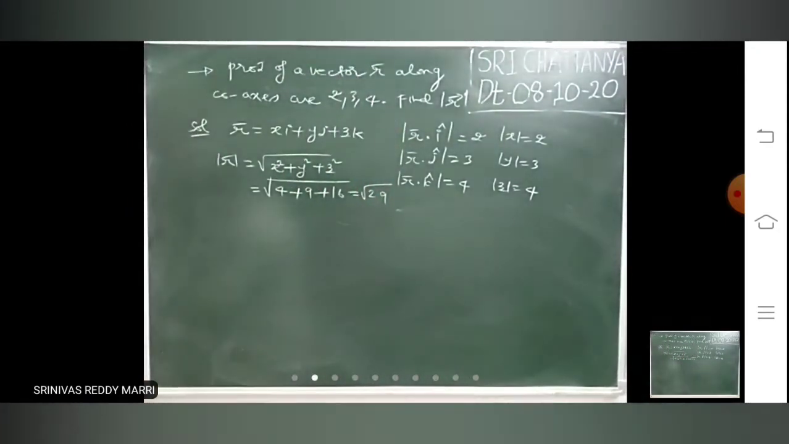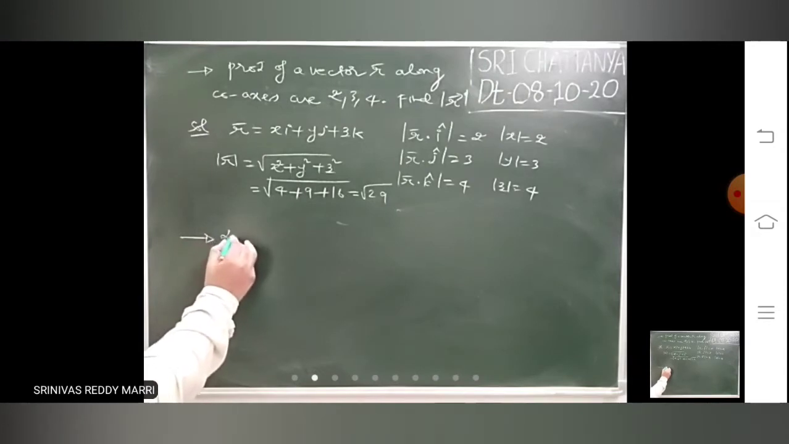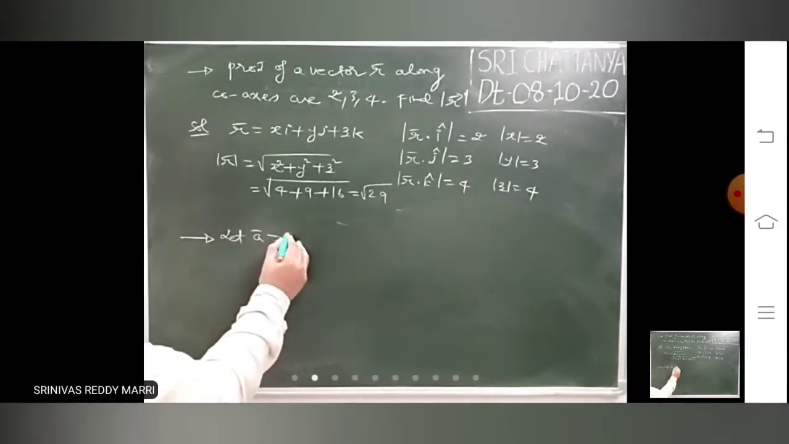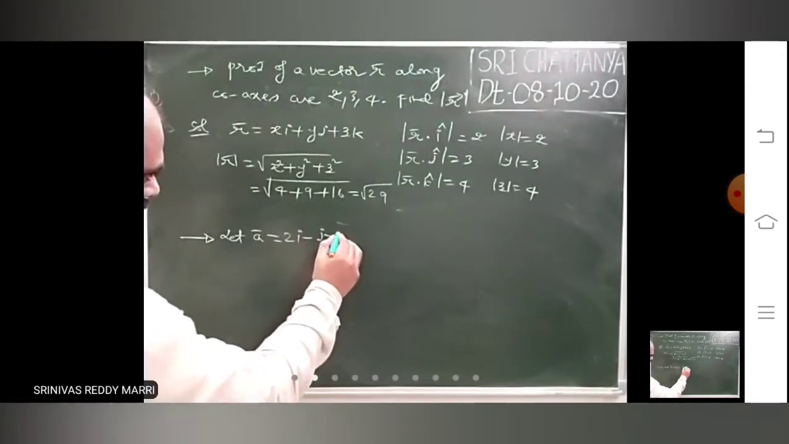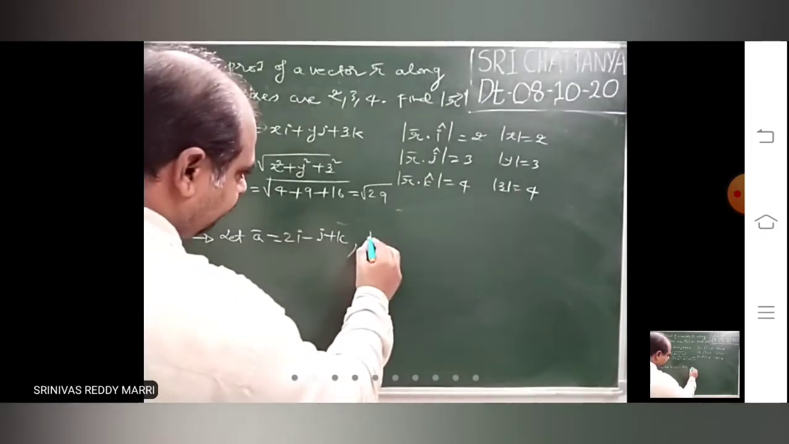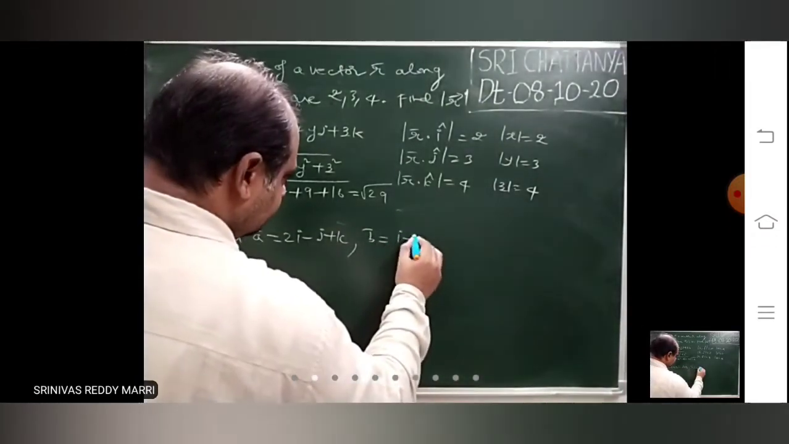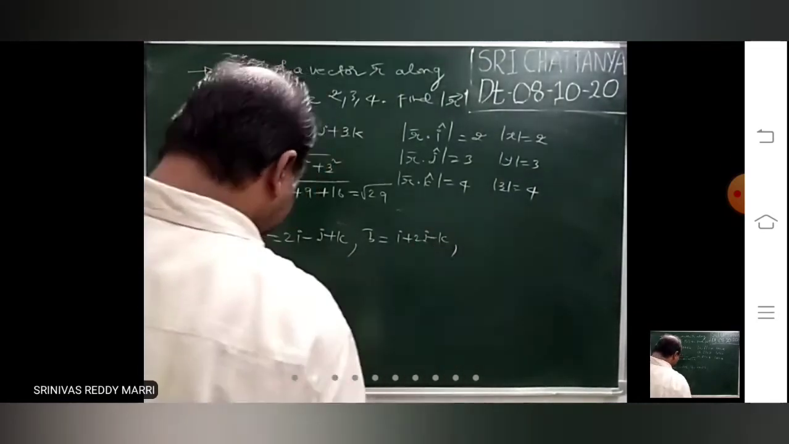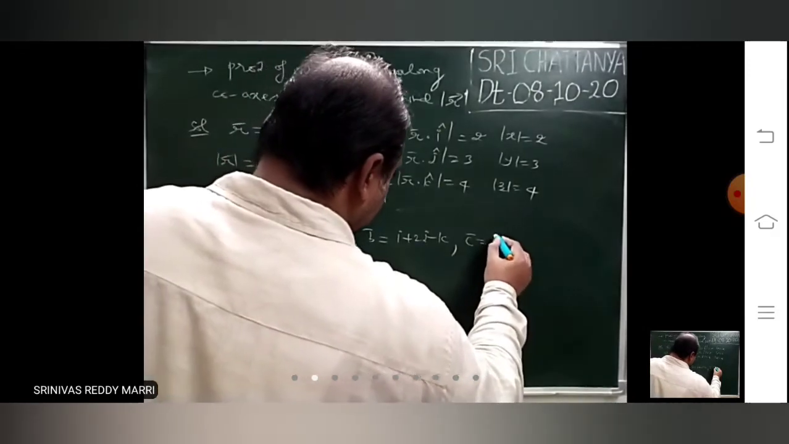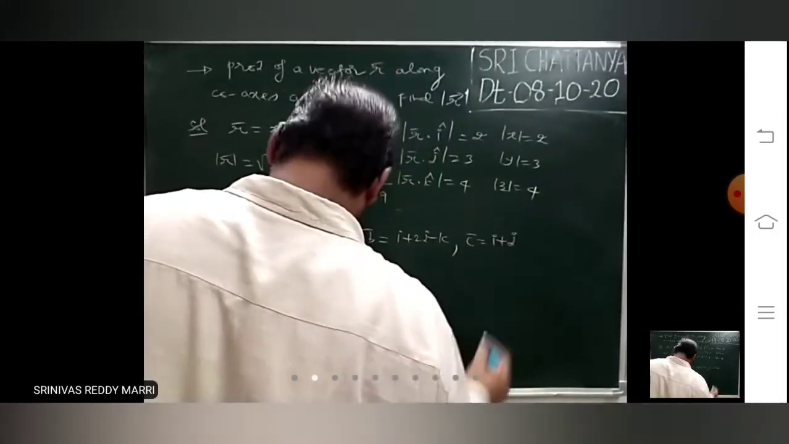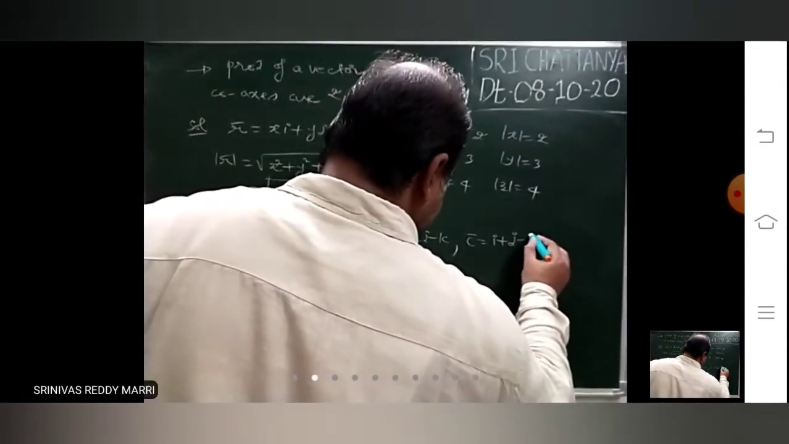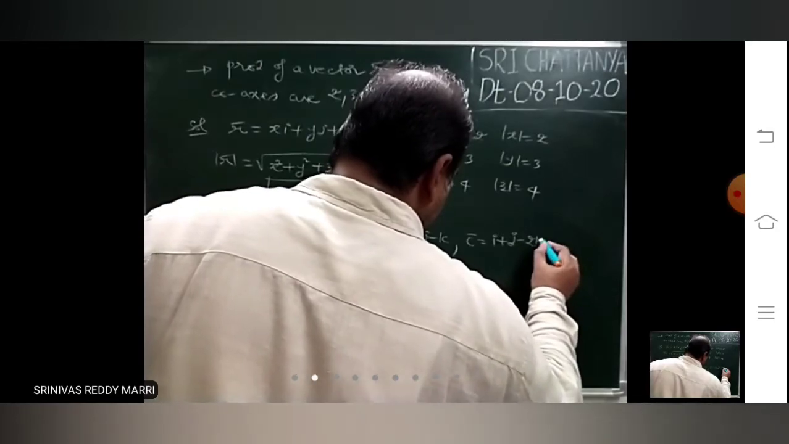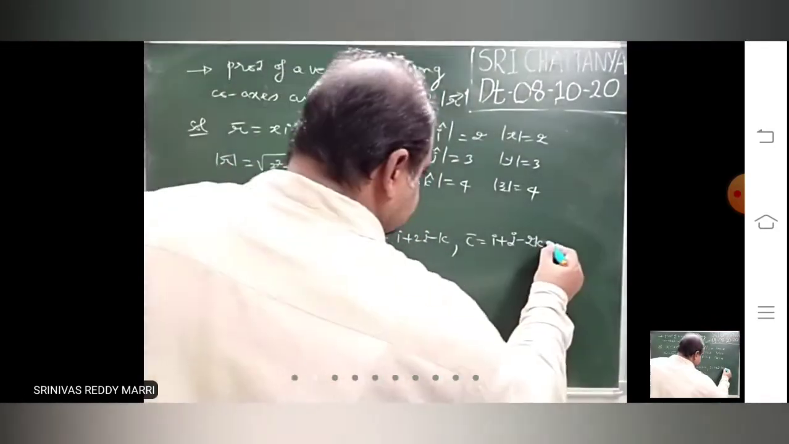So next take another problem. Let a bar equals, take one very important problem. b bar equals i plus 2j minus k, and c bar equals i plus j minus 2k. These three vectors are given.